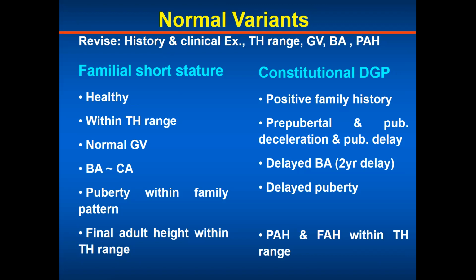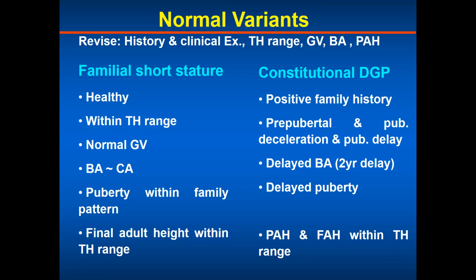Okay, the normal variants here are being compared, the familial and the constitutional. In case of familial short stature, the child is healthy, his growth is within the target centile range, he has a normal growth velocity, the bone age and chronologic age are the same, meaning that if he is 9 years, his bone age will be 9 years, puberty is within the family pattern, and the final adult height is within the target height range. Okay, what about the constitutional delay of growth?